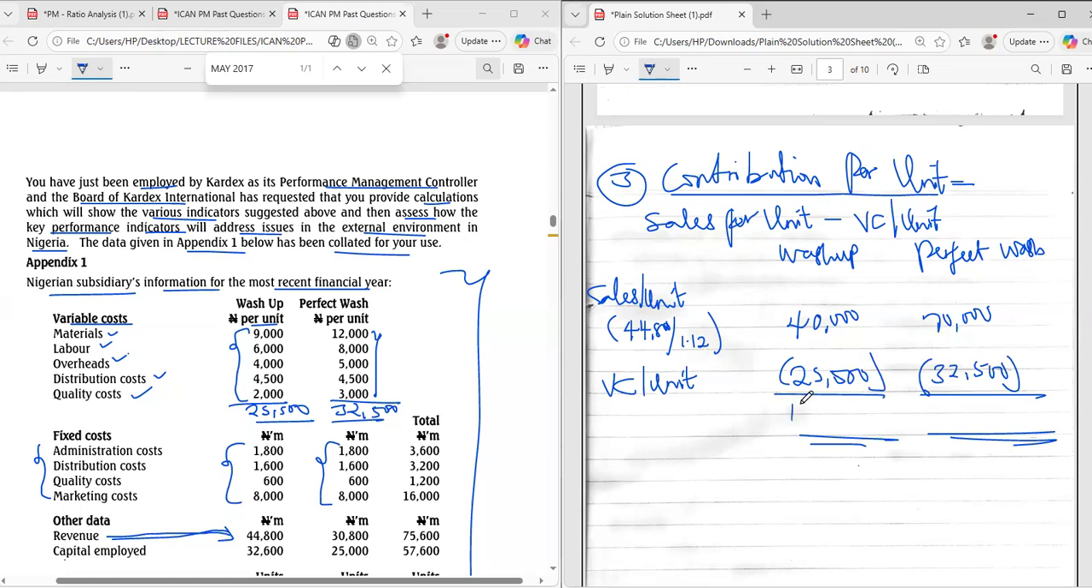14,400 for workshop. 14 what, sir? 14,500. 37,500.